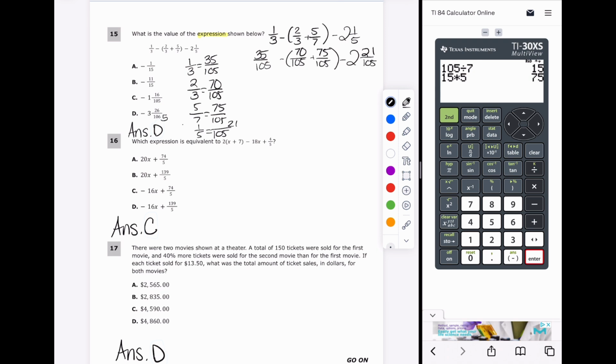Okay, so here we go. Now I have everything. They all look good. They all look the same. Now I can do the thing I want to do. I'm going to start by adding these two inside. 70 plus 75 is 145 over 105. And because they're both subtraction, I'm going to go from left to right. Let's do these first. I have 35 minus 145, which is negative 110.